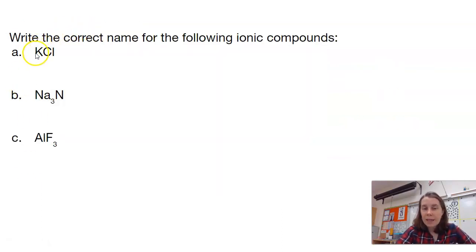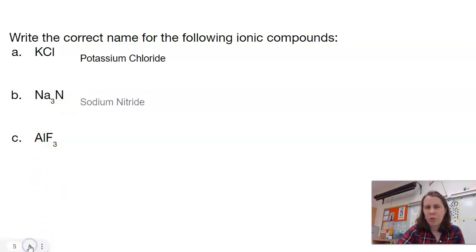Okay, so let's do a couple of these. So K is potassium. That name is going to stay the same, and then we just did Cl before, so that's chlorine, but it will change to chloride. Okay, so potassium chloride. Na is sodium, and then N is nitrogen, and that will change to nitride.